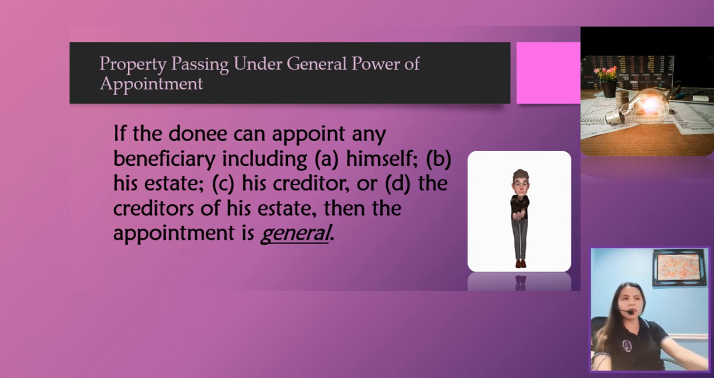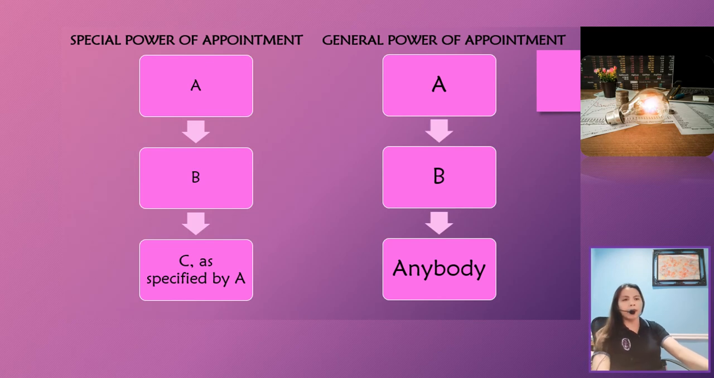How would we know that that is general power of appointment? If the donee can appoint any beneficiary, anybody, including himself, his estate, his creditor, or creditors of his estate, then the appointment is general. If the donee or transferee has the discretion to choose who will be the next beneficiary of the property, that is general power of appointment. But if the donee cannot appoint someone because the transferor, his donor, specified that he can only transfer it to a specified person or beneficiary, that is special.